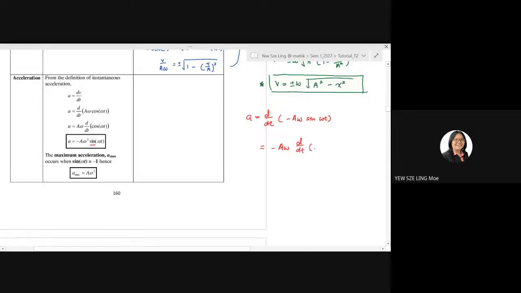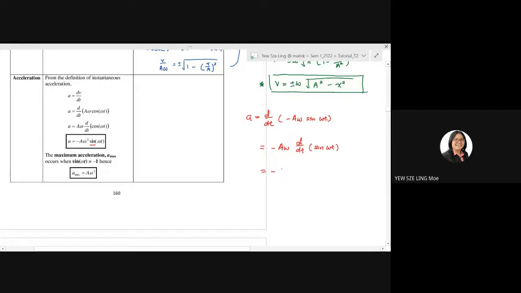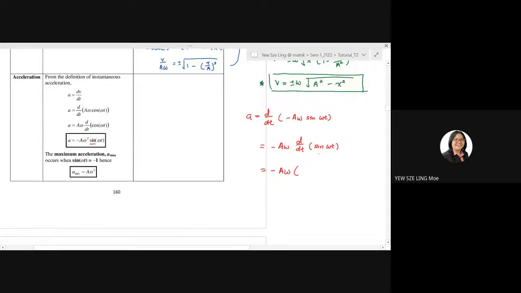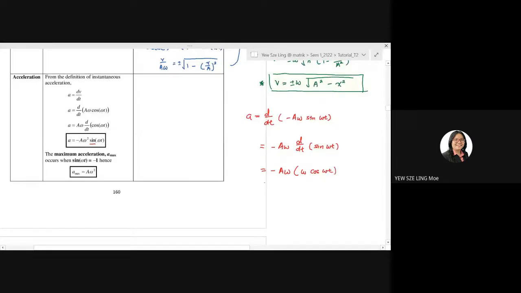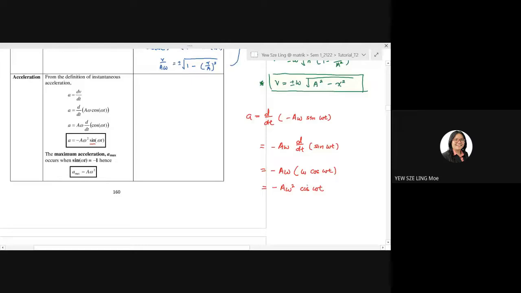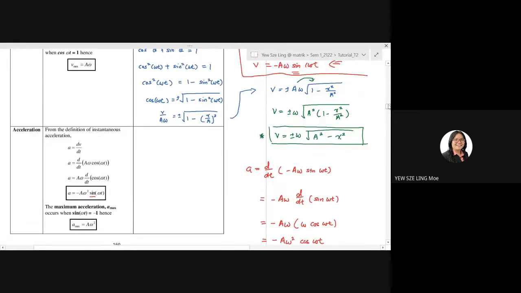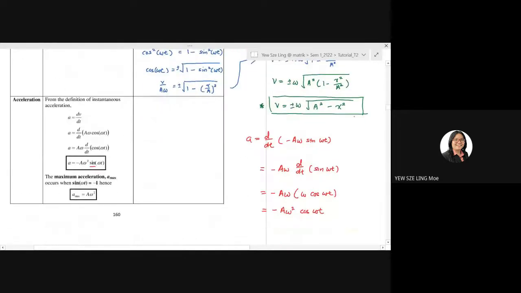Then you just differentiate sine. Differentiating sine omega t will give you an omega in front of the cos. So it is equal to negative a omega, and differentiating sine gives you omega cos omega t. Therefore it is equal to negative a omega square cos omega t. This is if you are given the equation for x in terms of cos. From here, you will then obtain a in terms of cos as well: negative a omega square cos omega t.